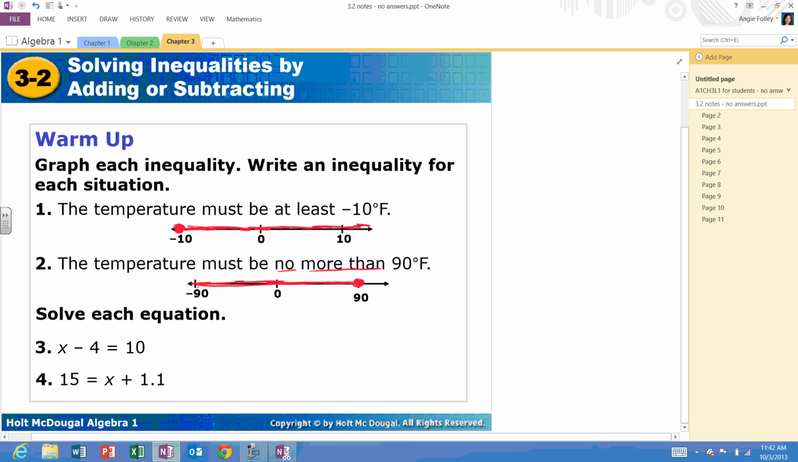Okay? All right, for our equations, we're just going for x minus 4 equals 10. We're going to add 4 to each side of the equation, and then we're going to get x equals 14. That's what you should have gotten. Okay, for the next one, we're going to subtract 1.1 from each side. And if we subtract 1.1 from 15, we will get x equals 13.9. So if you don't understand that, make sure you ask.